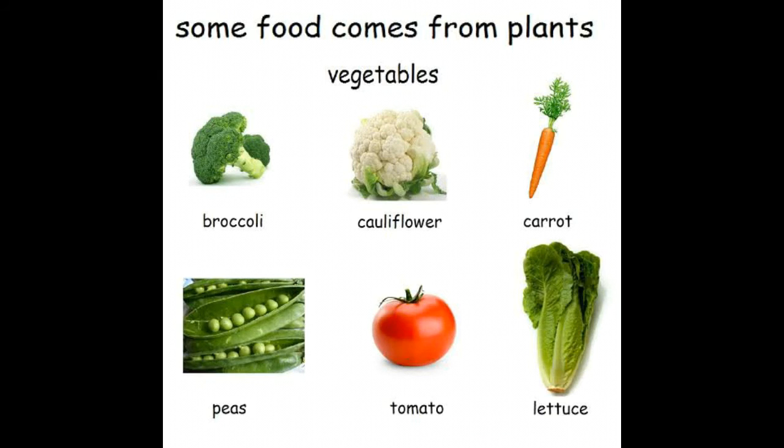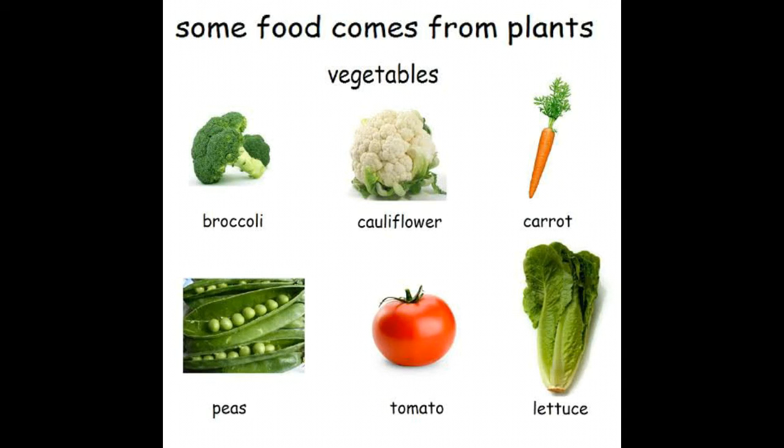See this children, as we have already discussed, we are getting different food items from different sources, either from the plants or from the animals. In this picture you can see the vegetables. You know children, the vegetables we get from the plants. See the vegetables, different vegetables are there: tomato, lettuce, carrot, cauliflower, broccoli. All these are the different vegetables that we are getting from the plants.